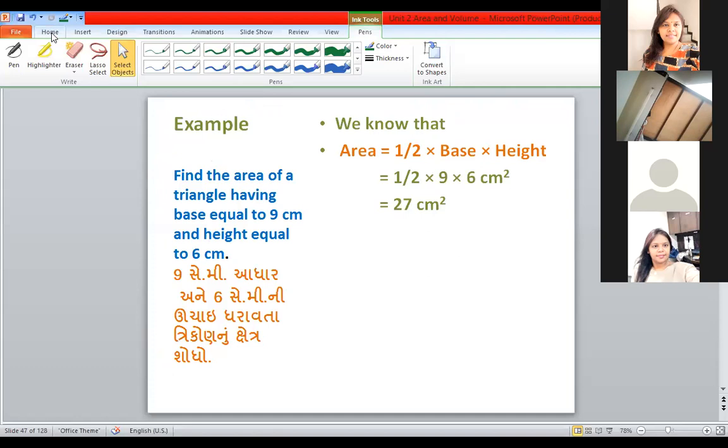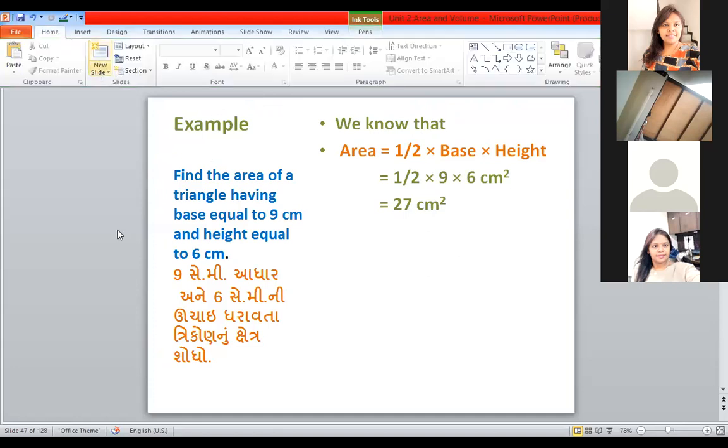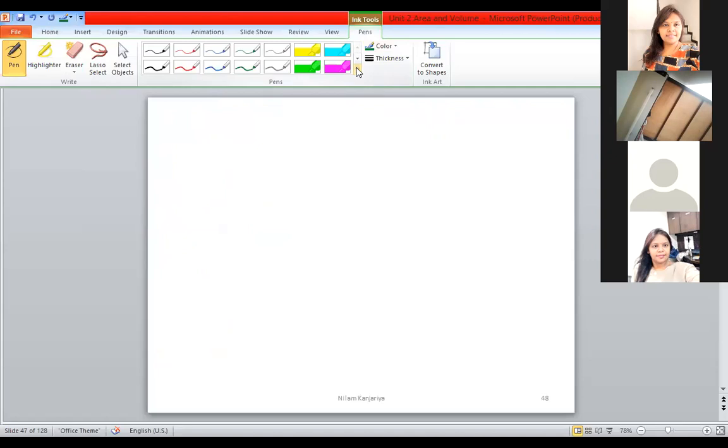Now look here, I have one question for all of you. This is the triangle ABC. And suppose this is the D. I don't know where D is, but this is the D. And this BC, it's known as the base. And this AD, it's known as its height.